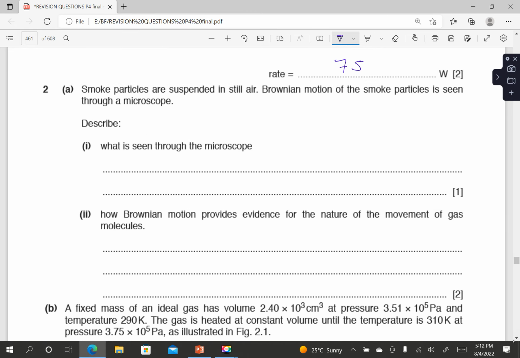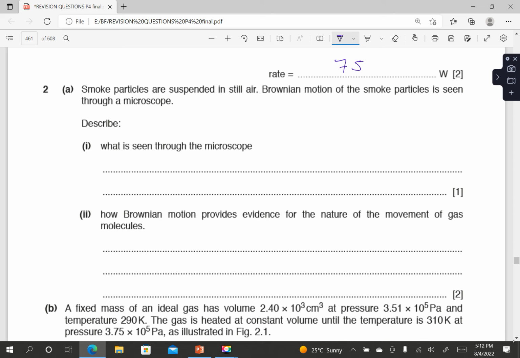Next, smoke particles are suspended in still air. Brownian motion of the smoke particles is seen through a microscope. Describe what is seen through a microscope. I think I explained this. I said specks of light are seen moving haphazardly or in a zigzag fashion. The soot particles in smoke are seen moving haphazardly. The specks, those are the soot particles.